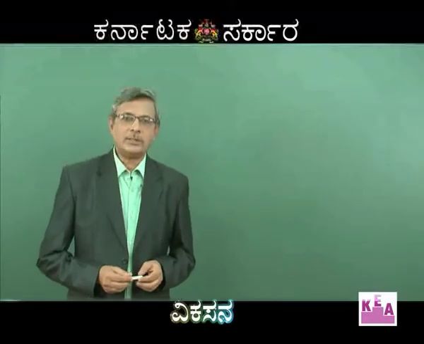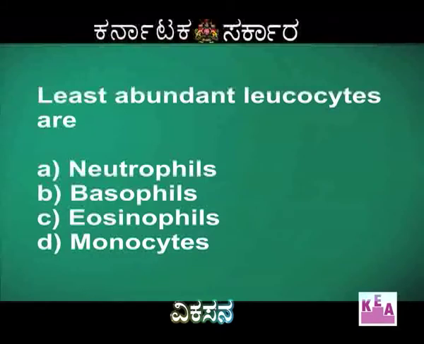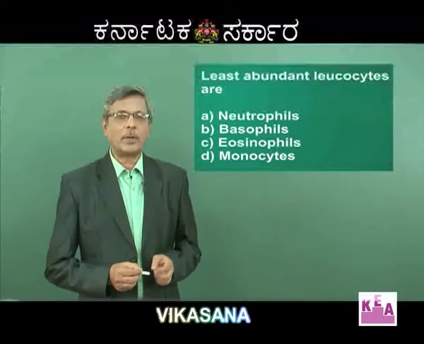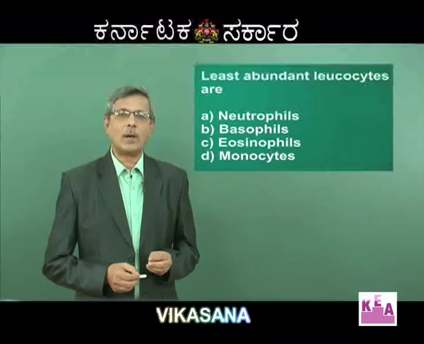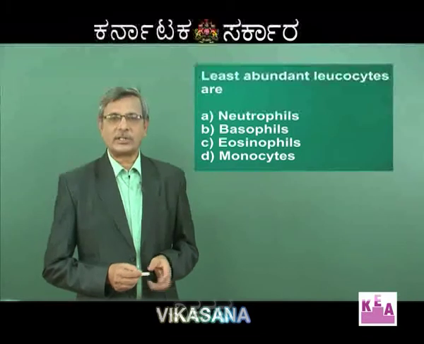The question is least abundant leukocytes are. Options are neutrophils, basophils, eosinophils, monocytes. You have studied this in the chapter circulation. When you talk about neutrophils, we should remember they are the most abundant leukocytes.